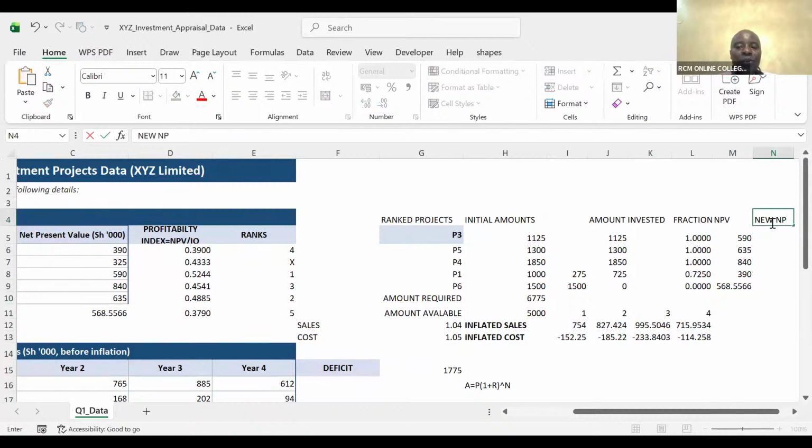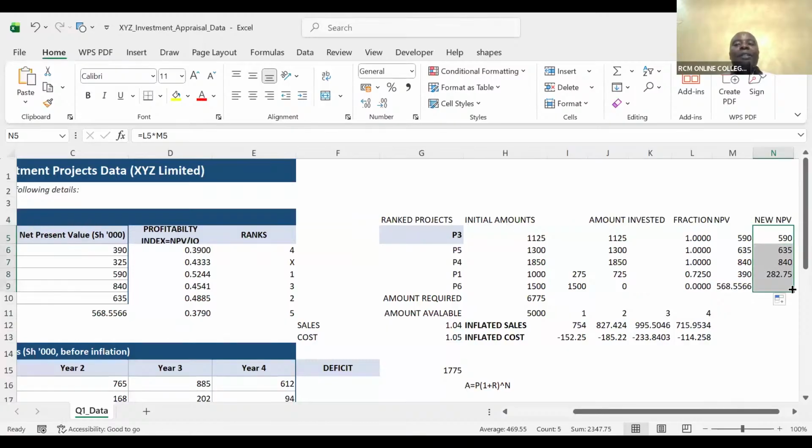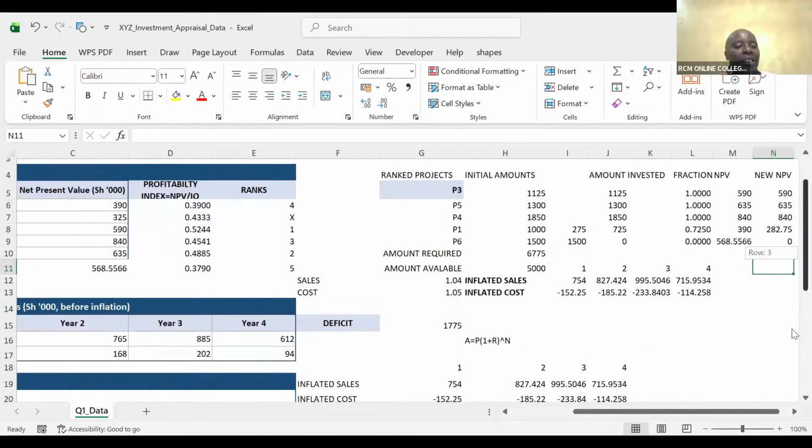And then now they'll be able to come and give us the new NPV, because now we are investing in form of fractions. So how do we get this new NPV? It's very easy. We are taking this fraction times this net present value, like that. Then they come back here, and then they are able to pull this down like that. And then, of course, now they can come here, and then they say alt equals. Then there we are, 2347.75. So we have the total NPV, and we've been able to answer to the very last.